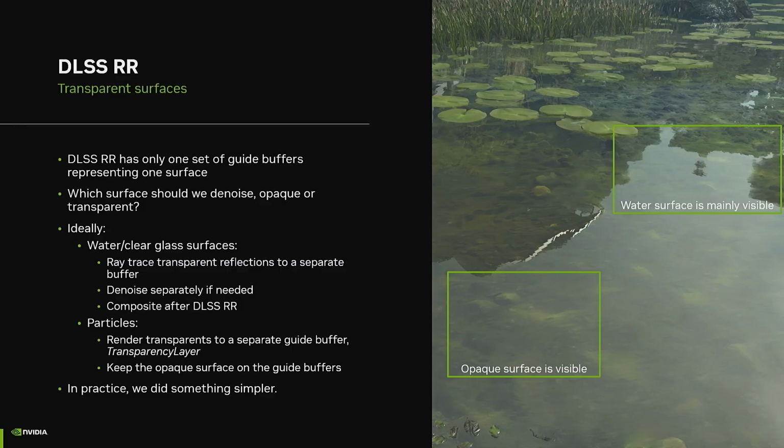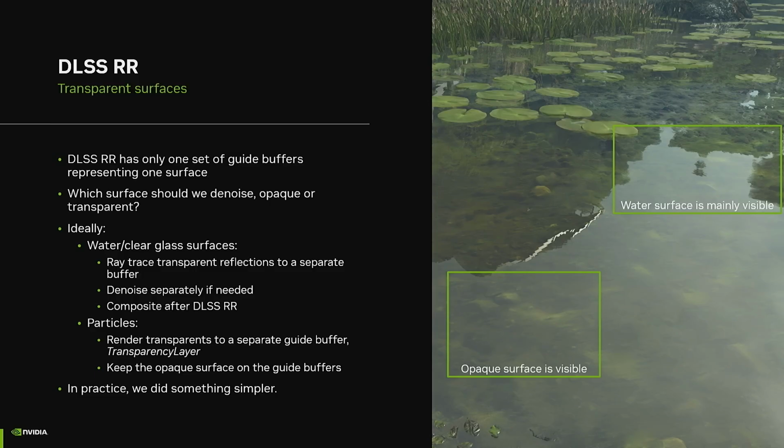As you already might know, the guide buffers are mostly representing one surface, but you often might have a case where you see technically two surfaces. There is the transparent surface and then the opaque surface. So which one are you going to use for the guide buffers? Ideally, when you have water or glass, something very clear, that's not necessarily going to need any denoising. So you could just ray trace the transparent reflections into a separate buffer and add it to the final lighting after DLSS RR, and that would be perfect.